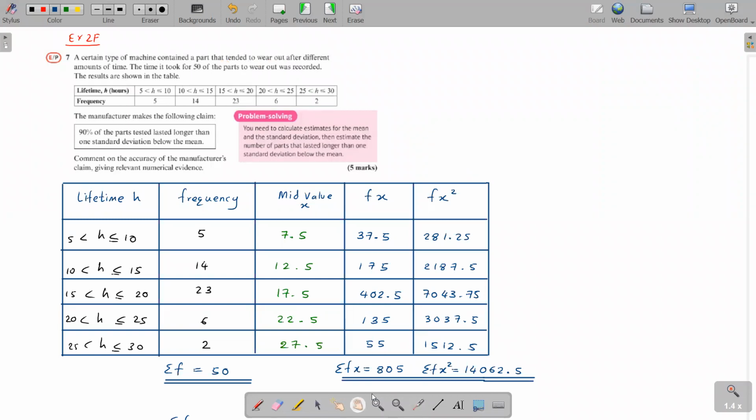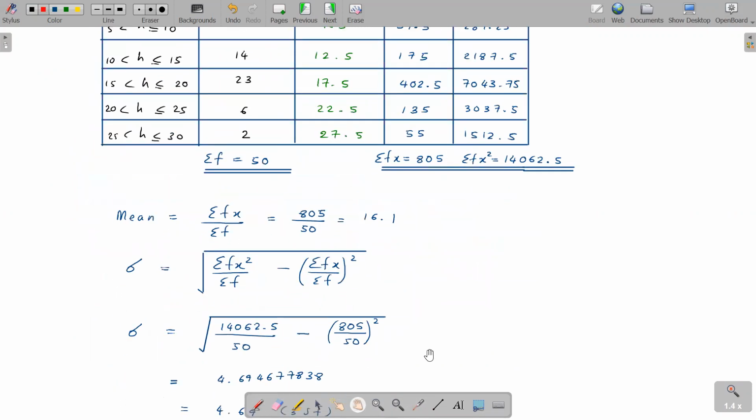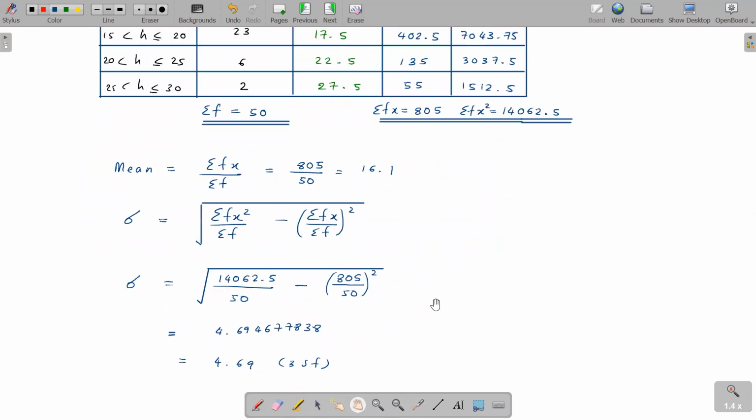Okay, so the average lifetime of the part is 16.1 hours because lifetime was measured in hours. And the standard deviation means how much it varies from the mean, like how much it can vary from the mean. So from the mean, the lifetime tended to vary by 4.69 hours. So some parts were 4.69 hours below the average, some would go more than. So most of the parts would be within that range.